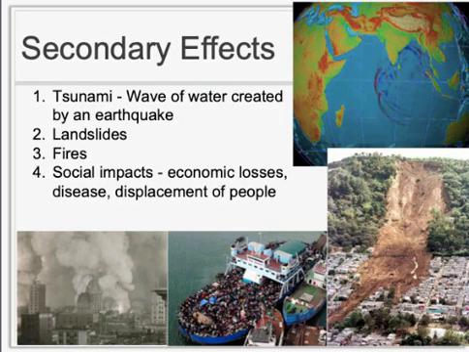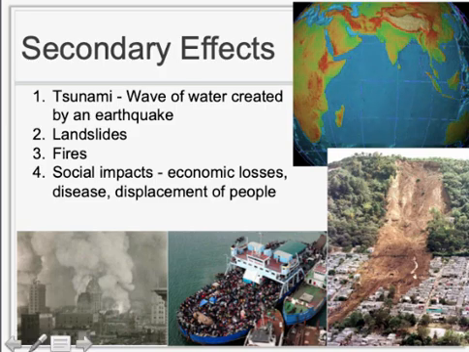Secondary effects sometimes cause the most damage. A tsunami is a wave of water caused by an earthquake. This is a graphic or a model of the wave that was caused by this earthquake off the coast of Sumatra in 2004. It's the reason that the quake was so deadly. It killed people in 14 countries, primarily Indonesia.